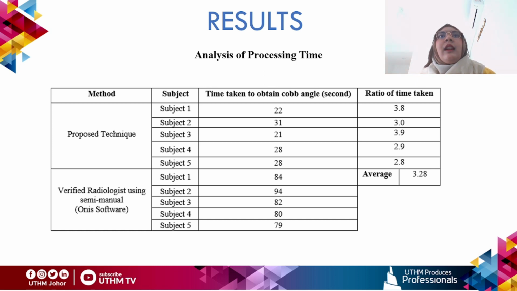Next, we go to the result analysis. Analysis of the processing time. As you can see, in the ratio of time taken, the proposed technique is much faster than the other software, which is only software. As you can see, the software has to do more work, whereas with the proposed technique we only have to mark 3 points and the Cobb angle is calculated automatically.